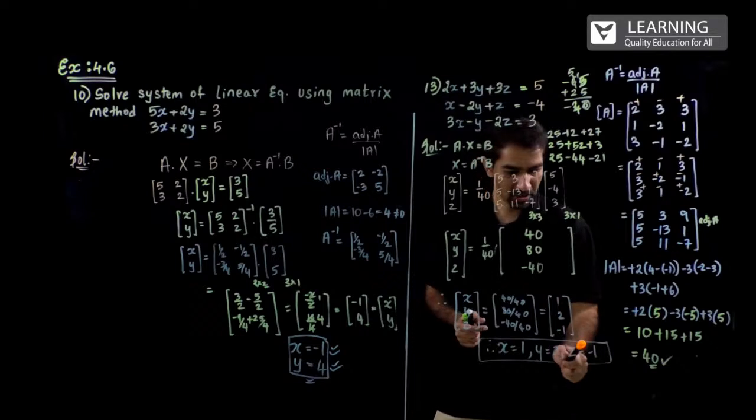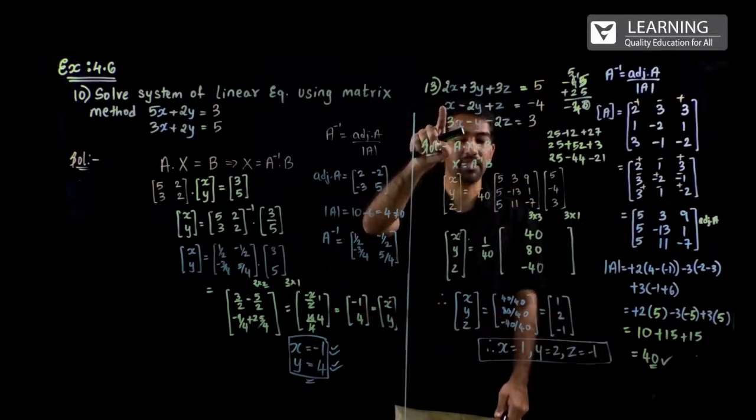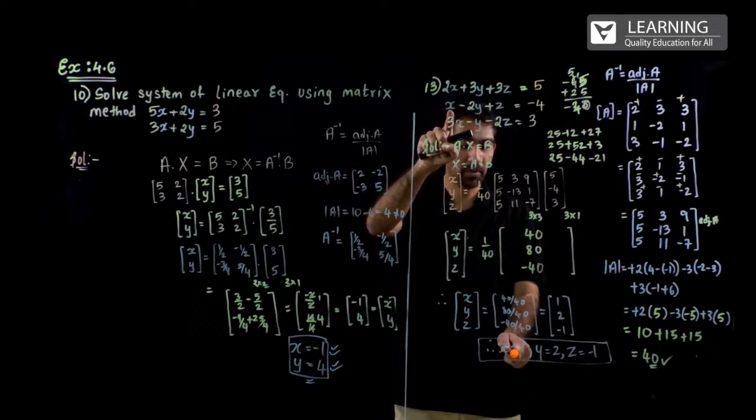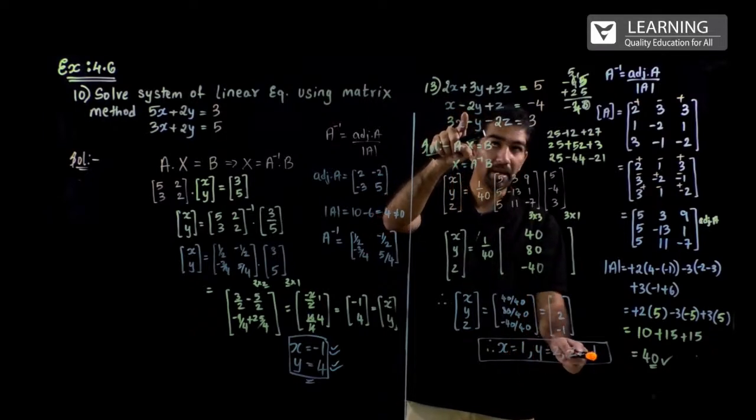So x, y and z values, to see whether these values are right or wrong, substitute in this equation. Any one equation, we'll take this equation. Okay. X is equal to 1, y is equal to 2. So that will become minus 4. Minus 4 plus 1 is minus 3. Minus 3 minus 1.